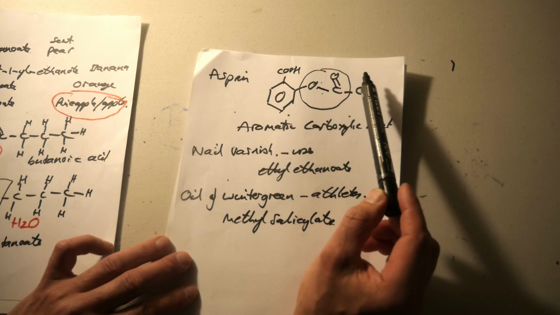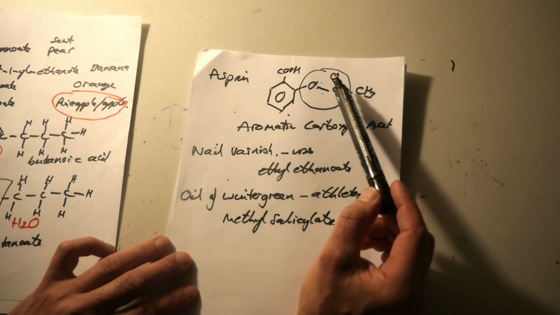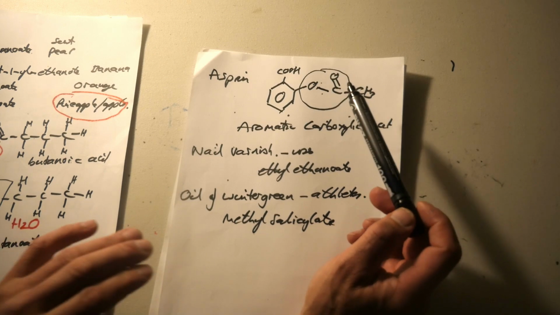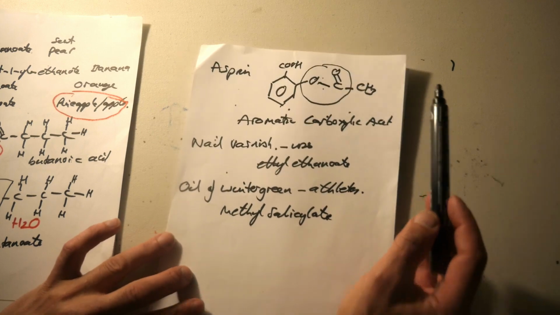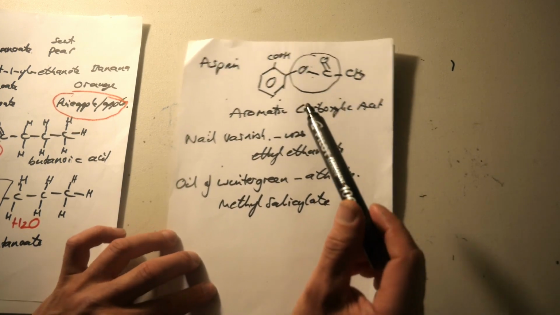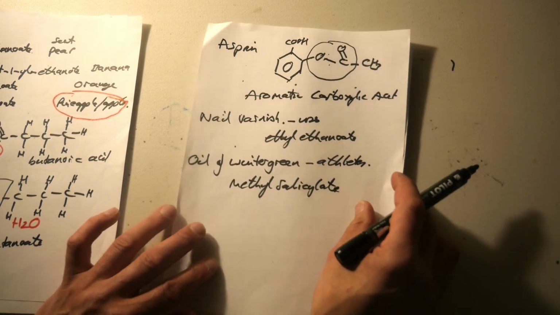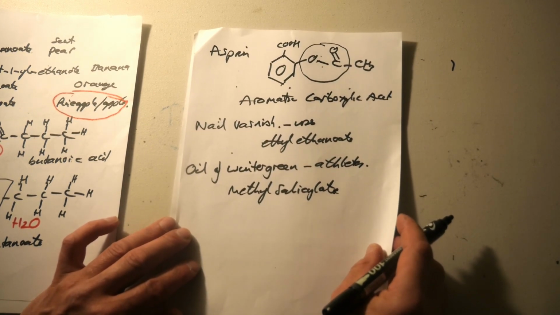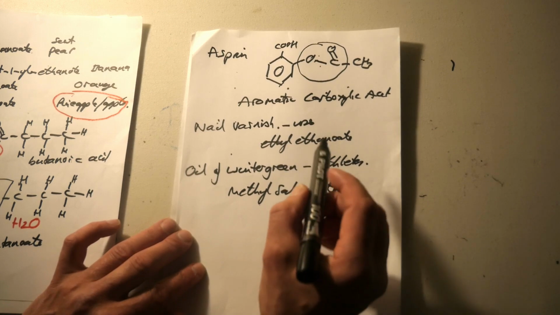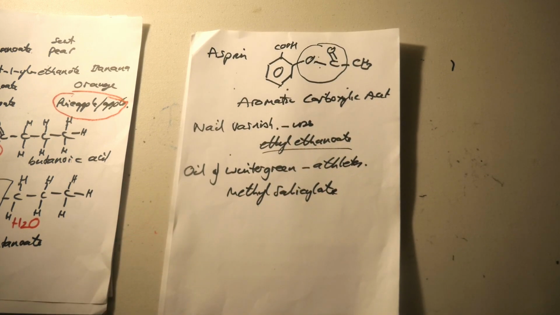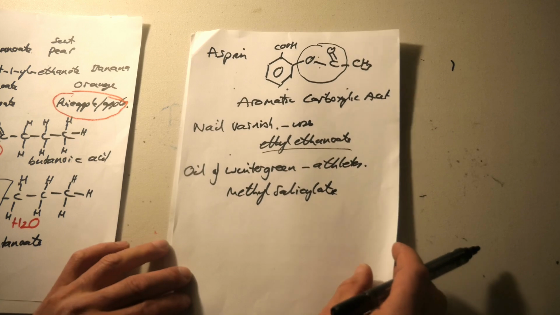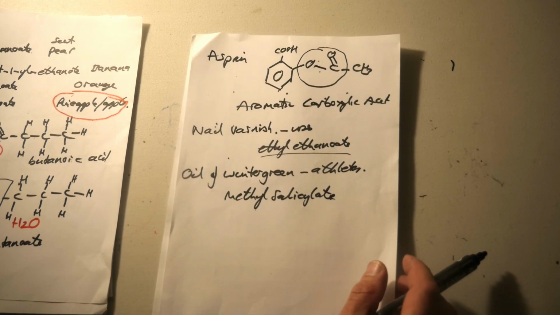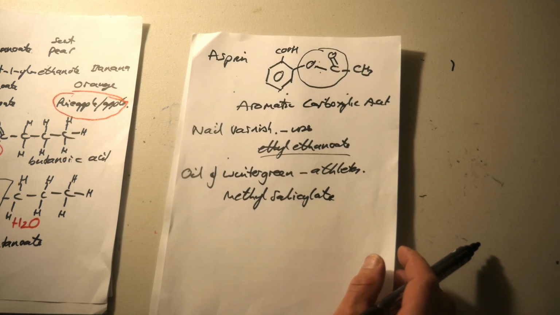Yeah, this reacts with a serine, I think it is, in an enzyme and controls the release of chemicals involved in preventing inflammation. So, yeah, that's basic esters and their uses. So ethyl ethanoate is nail varnish. To unmake esters, you hydrolyze them, which means you add water to them, okay?